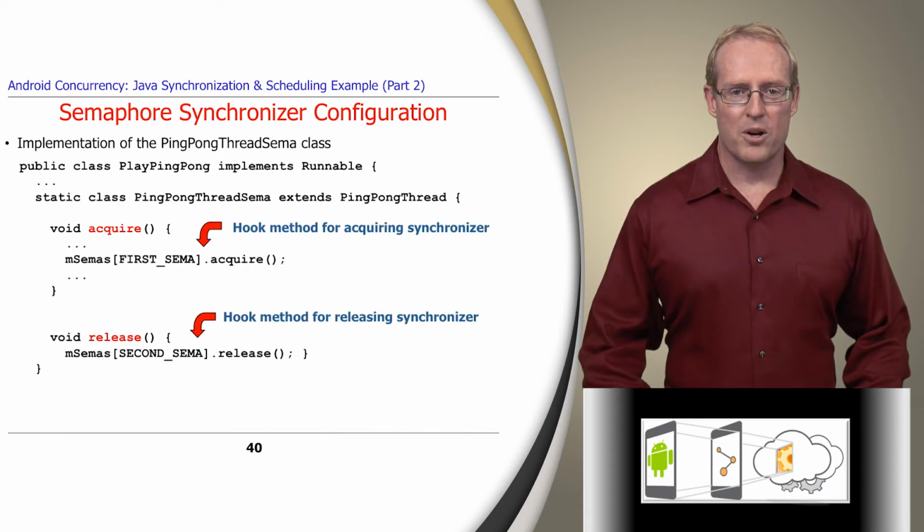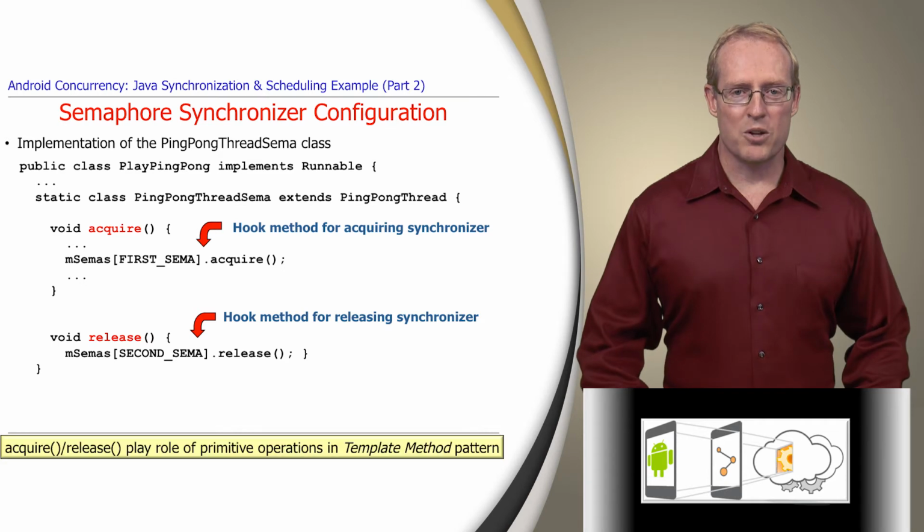The PingPongThreadSema acquire and release hook methods simply forward to the acquire and release methods of the first or second semaphore stored in the semaphore array data member. These two methods play the role of primitive operations in the template method pattern. They're used to decouple the core ping-pong algorithm in the PingPongThread run hook method from the actual mechanisms that perform the synchronization.